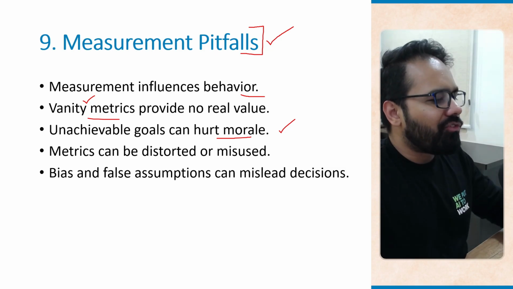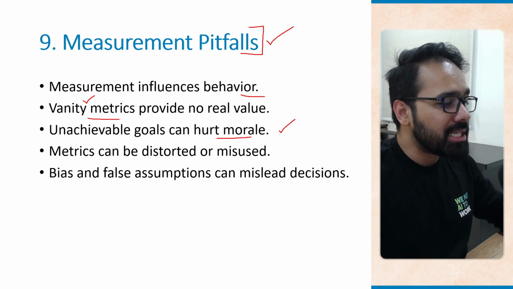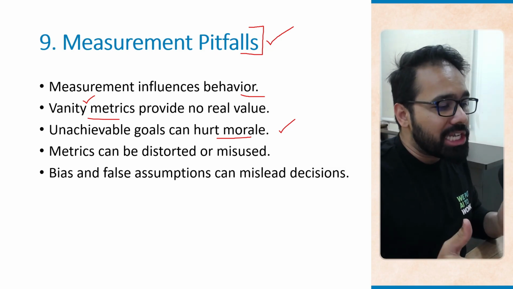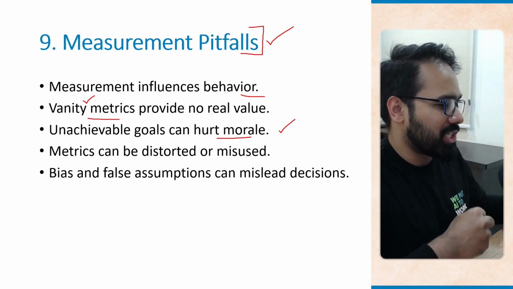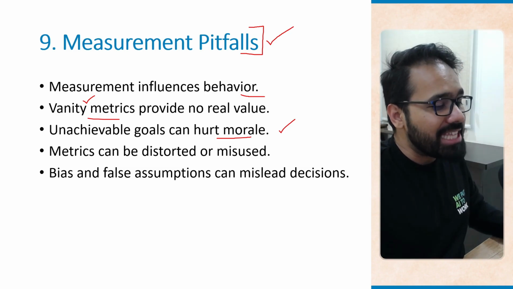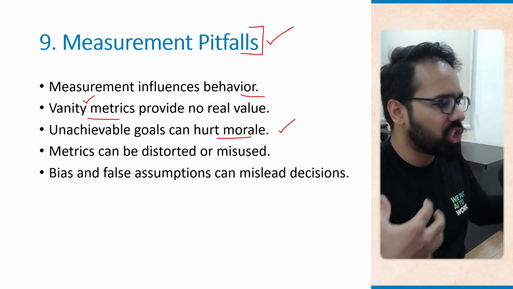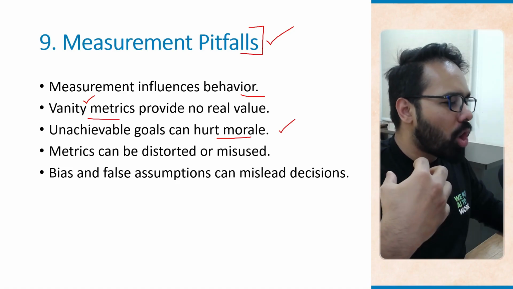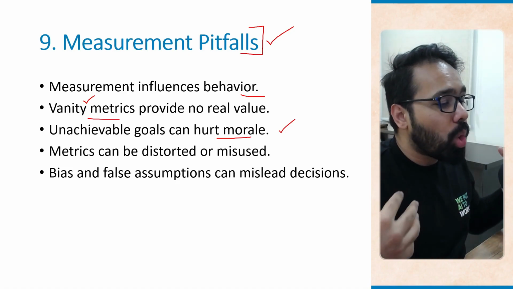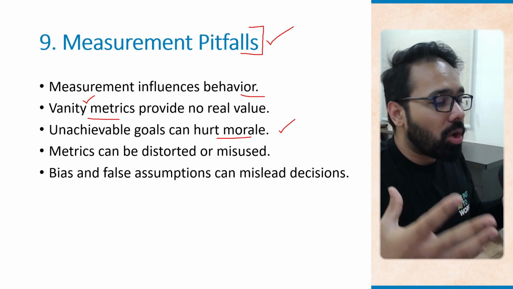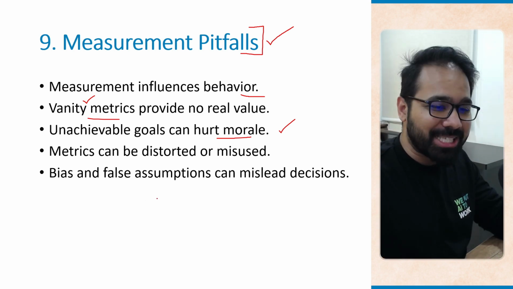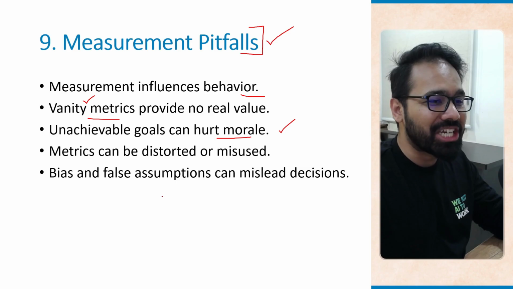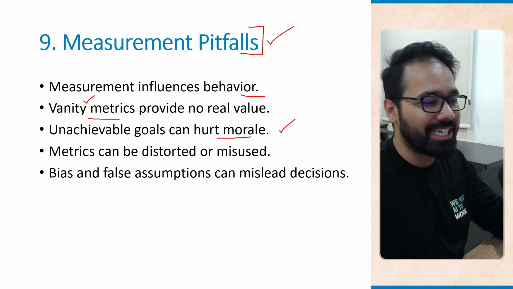Bias and false assumptions can mislead decisions. Correlation is not causation. For example, if sales drop after a UI update that you made on the website, the root cause may not be the design, but it could also be the seasonality or competition. This is something to be aware of. Correlation is not necessarily causation.